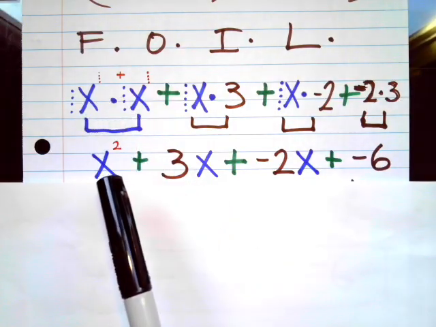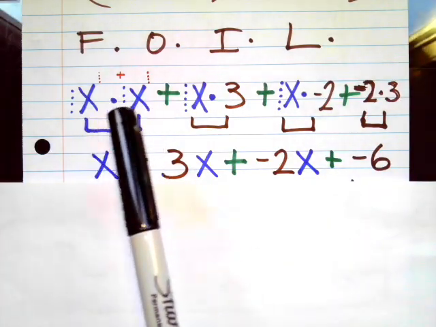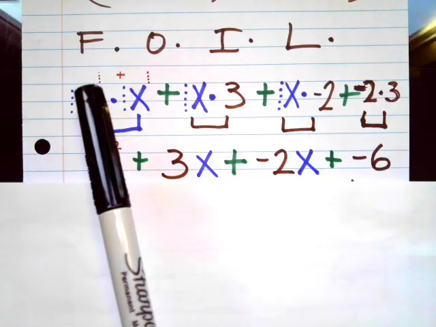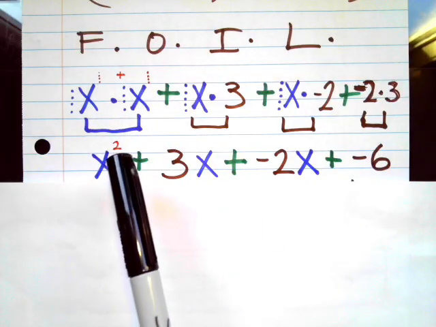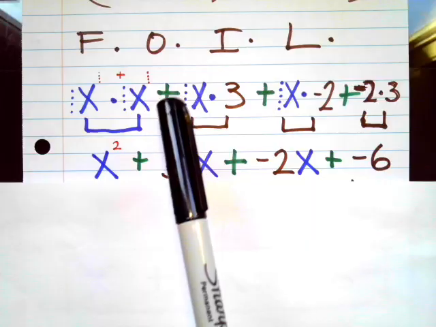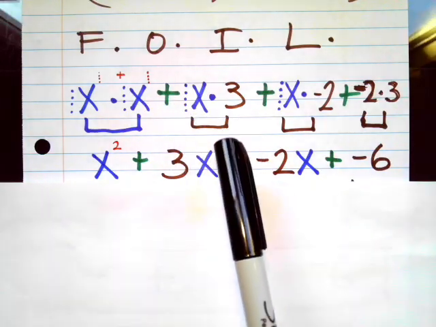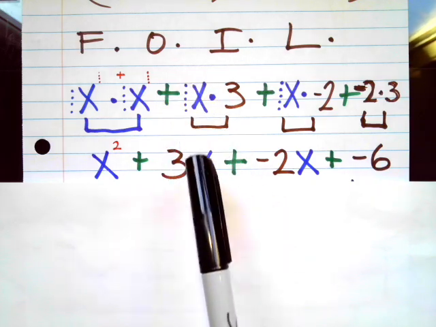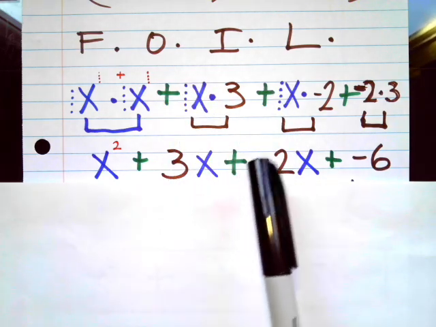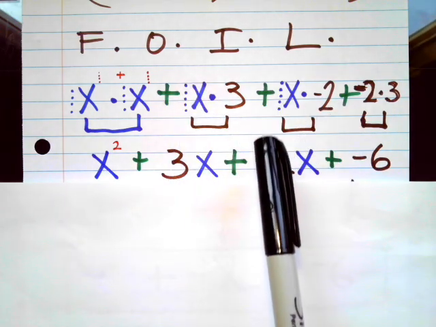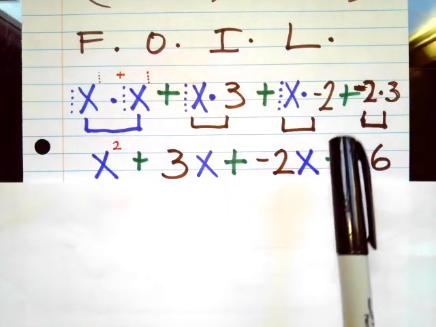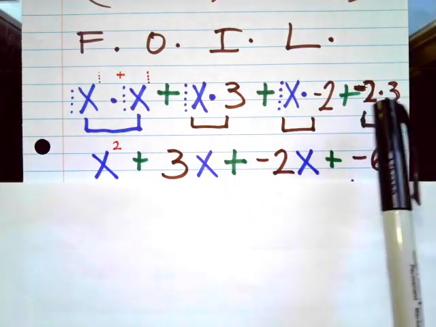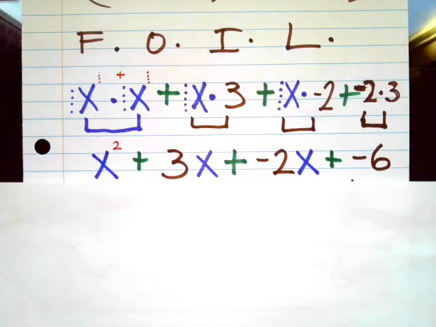1 times 1 is 1x. And the rule is when you multiply with the same base, you add those exponents. 1 plus 1 is 2. That's x to the second power. Plus, 1 times 3 is 3. You got to include that x right next to each other. They're attached through multiplication. Plus, negative 2 times 1 is a negative 2x. Bring down that plus sign. Negative 2 times 3 is that negative 6.